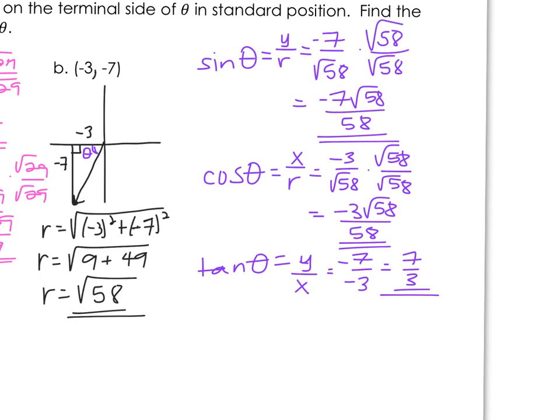If you look at that chart up above in quadrant 3, you'll notice that sine and cosine should both be negative and tangent positive. So our work here is correct. This is lesson 13.3.